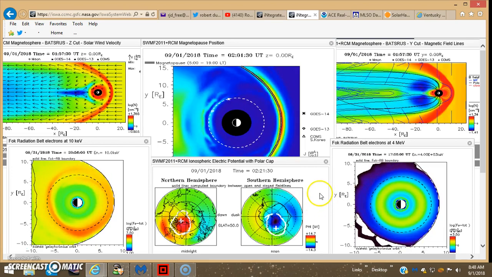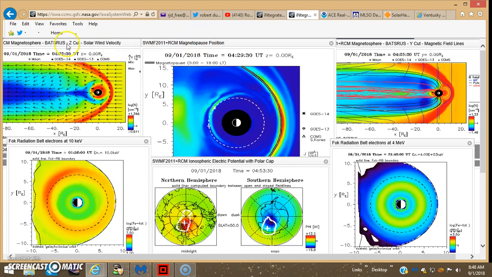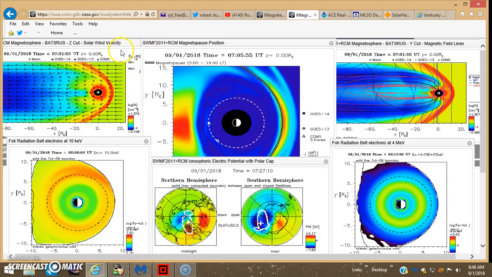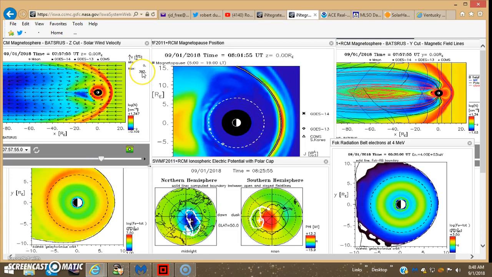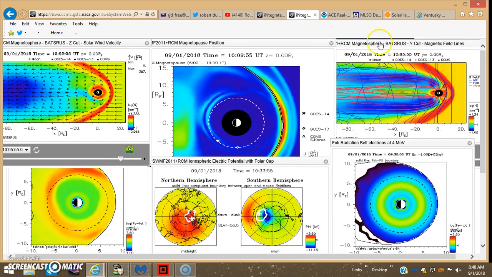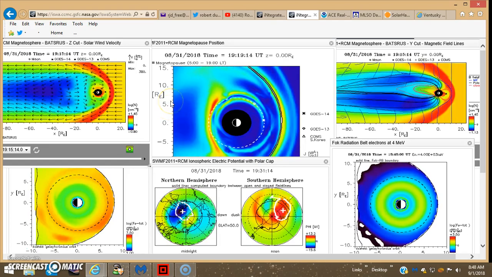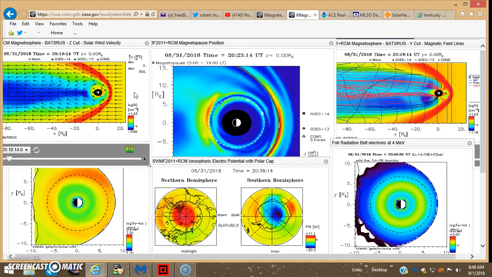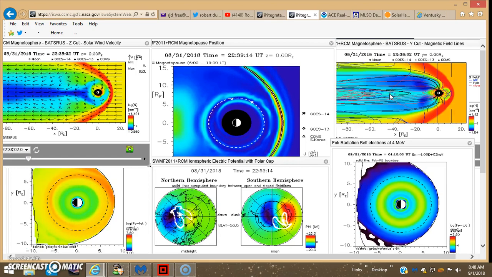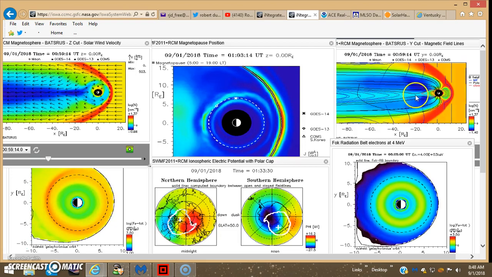Pulled up the latest run on the ISWA SWMF magnetopause, Z-cut, solar wind velocity. So I'm assuming that's the velocity there. And then the Batrus Y-cut. As I mentioned before, the Z-cut kind of looks straight down from on top of the planet, top to bottom look. This one's more of an equatorial view, sideways view. And that's how they calculate the phi angle.